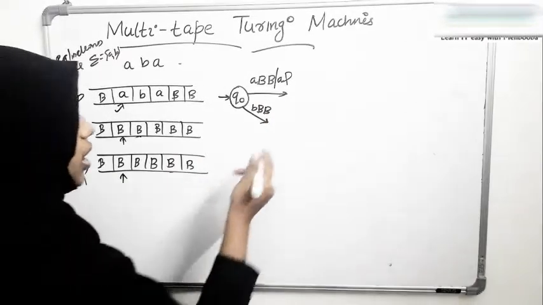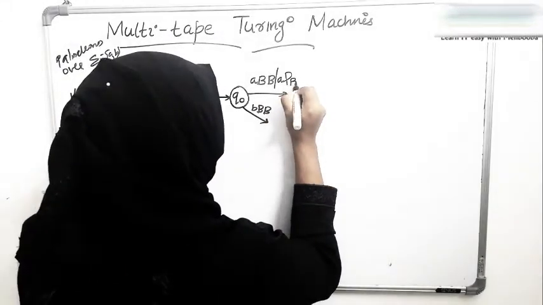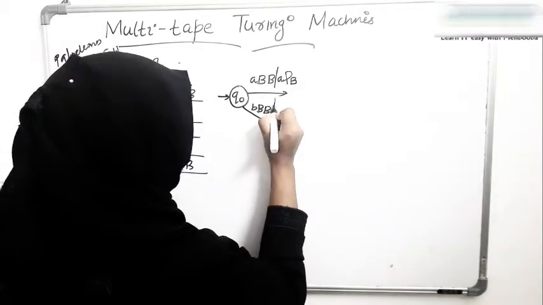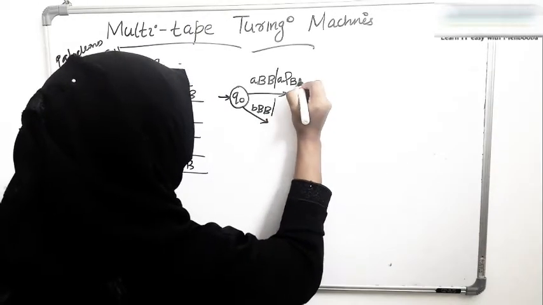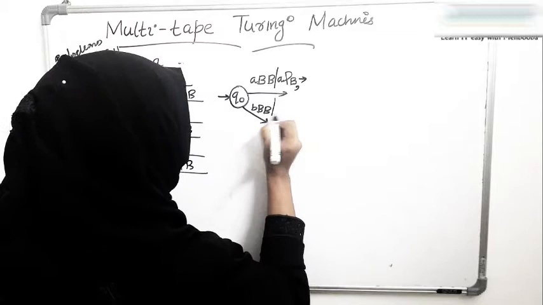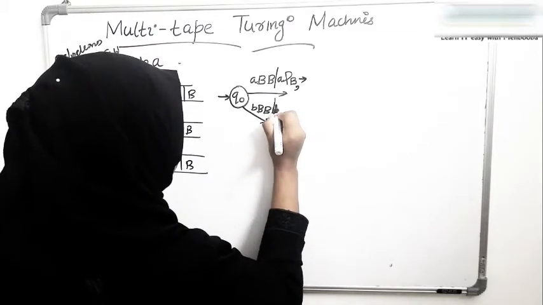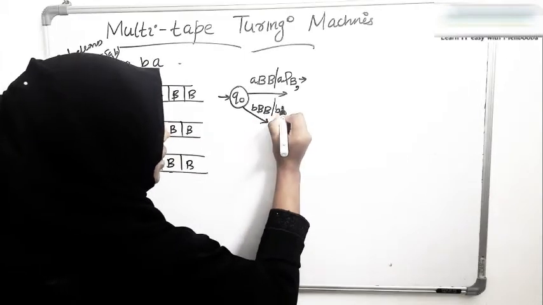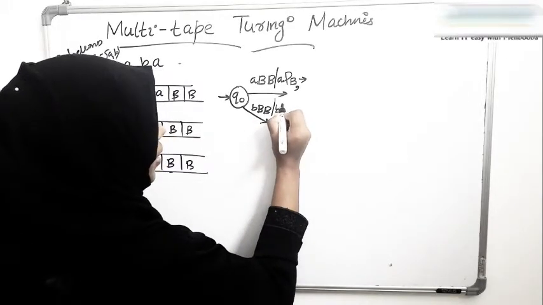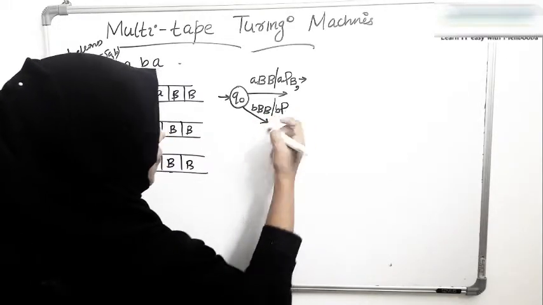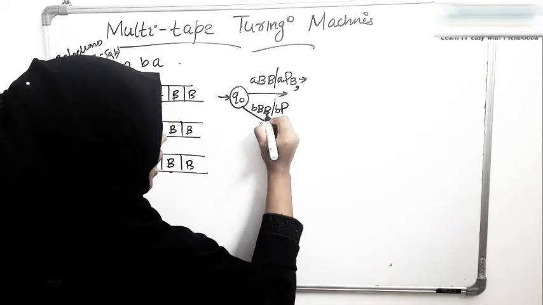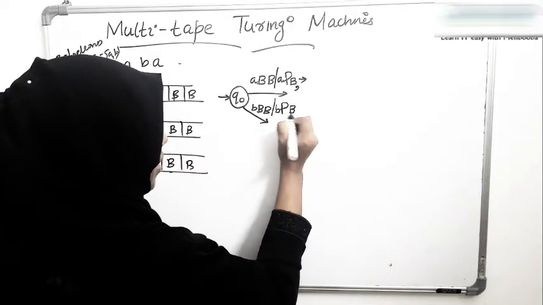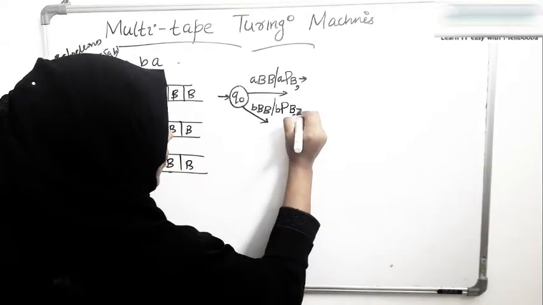So the third tape is output. We will write only the output in that, so it is unchanged. And we are moving to the right. Here also B is unchanged because that is a read-only tape. Now this blank is converted to a P to indicate that the first character has been processed. The third tape symbol is unchanged because that is an output tape. Now we can move to the right.